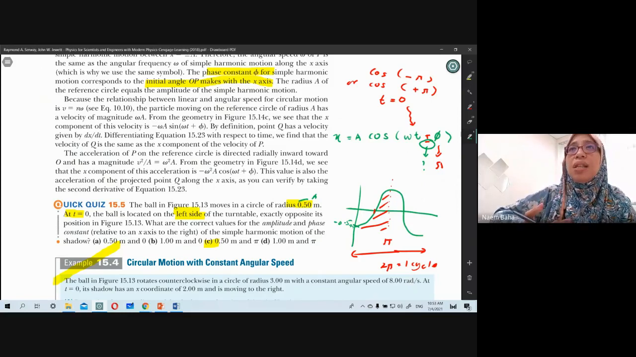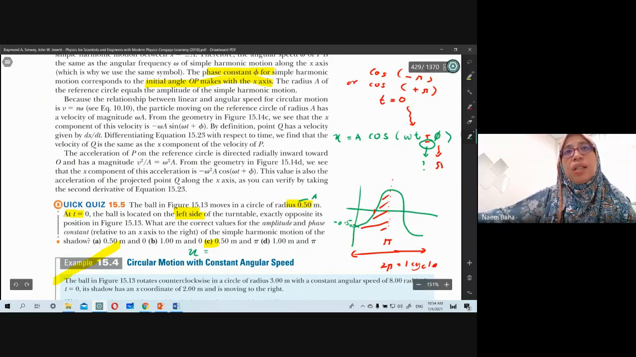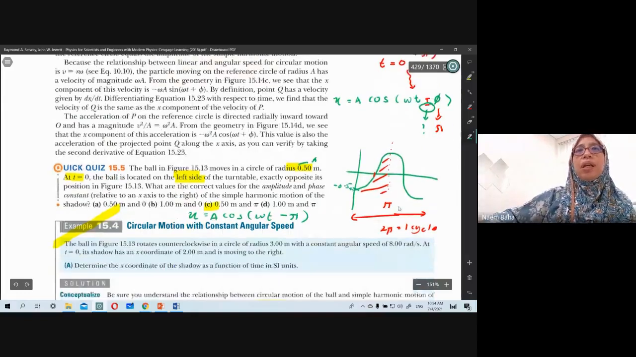So it should be omega t minus pi. I just jot down the final answer here so that you understand. x is now A cos omega t minus pi. Nevertheless, the question is just asking for the phase constant, so definitely just pi.